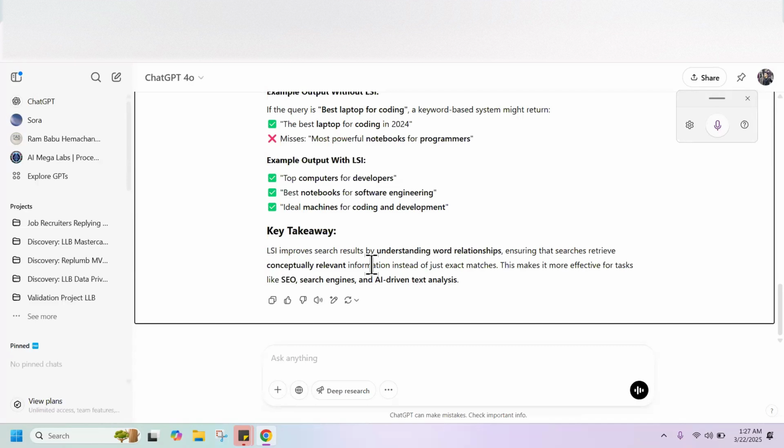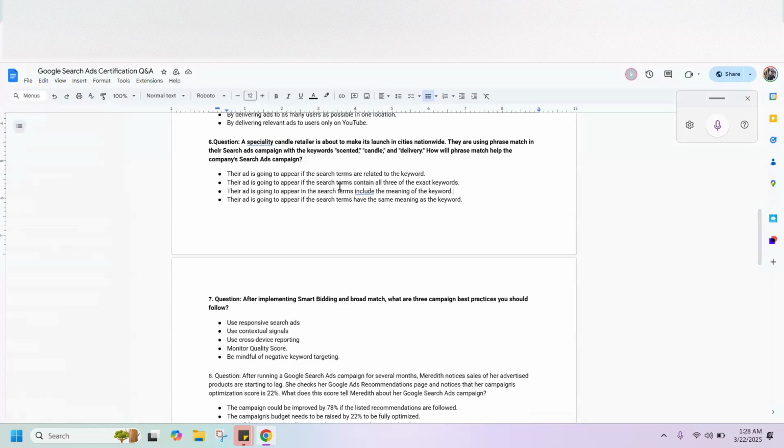Right. So going back to the question now, they're talking about phrase match. So you're saying that it should be as long as the meaning is matched. Yes. Exact means exact. Yes, this one. Okay, next, please.